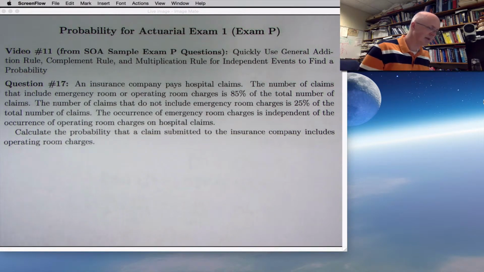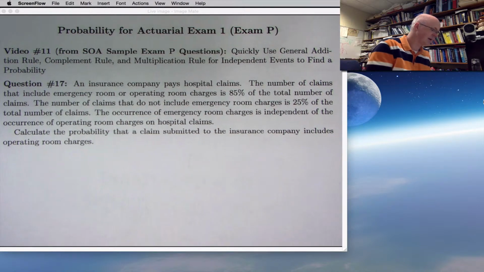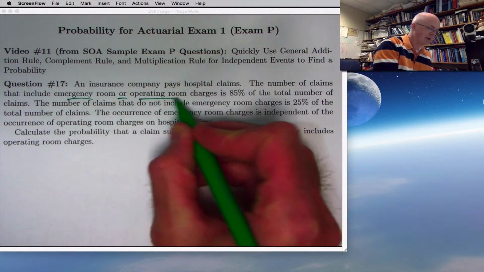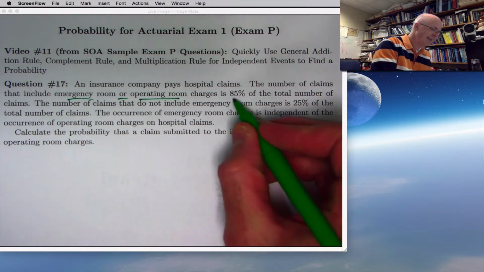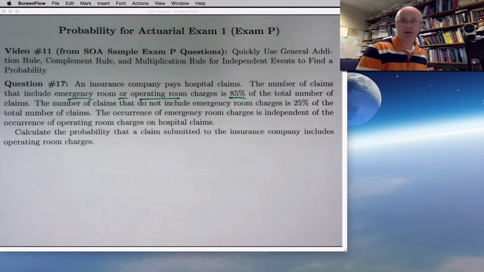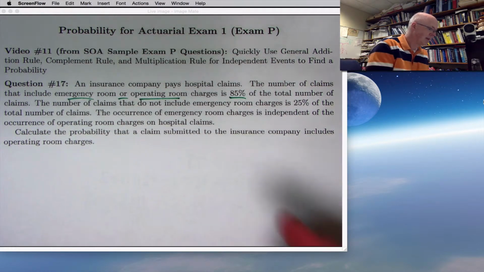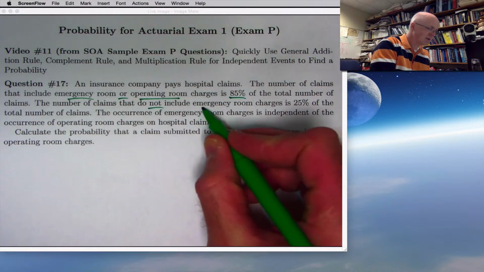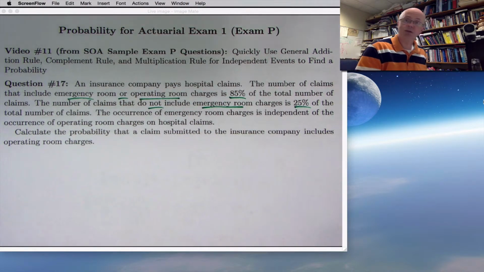An insurance company pays hospital claims. The number of claims that include emergency room or operating room charges, or both, is 85% of the total number of claims. So that could be thought of as a probability. The number of claims that do not include emergency room charges is 25%. So by the complement rule, 75% would include emergency room charges.